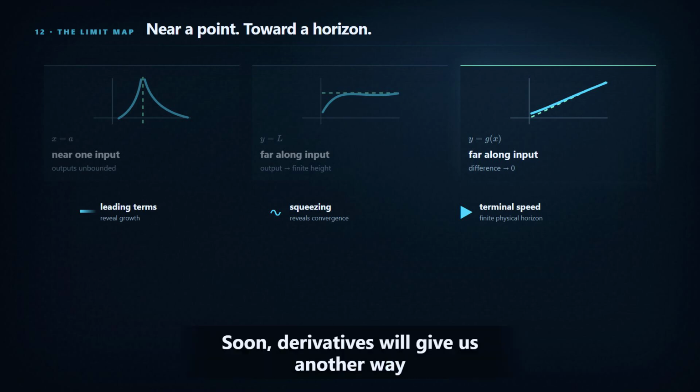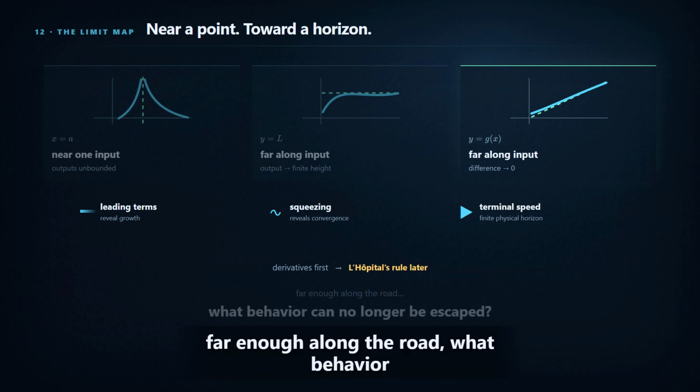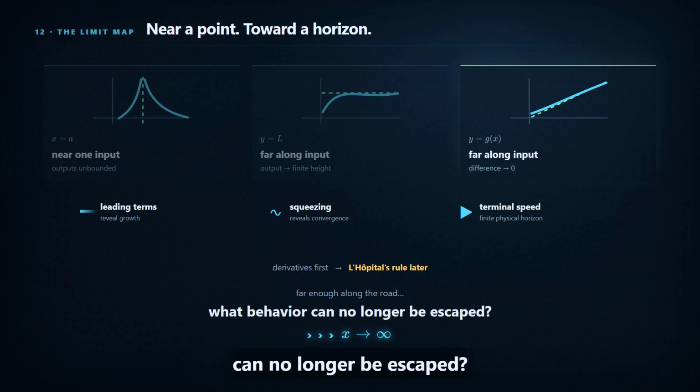Soon, derivatives will give us another way to compare growth. Only after that will L'Hopital's rule make sense. For now, remember the central question. Far enough along the road, what behavior can no longer be escaped?